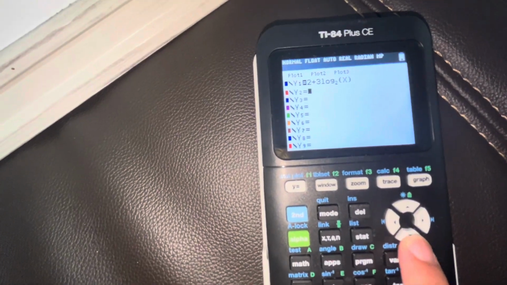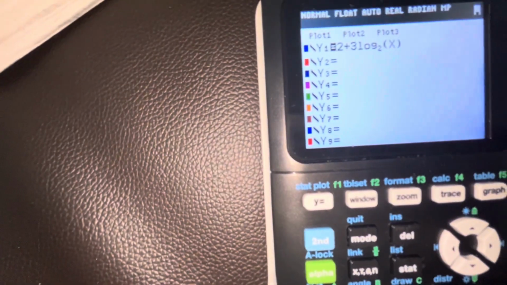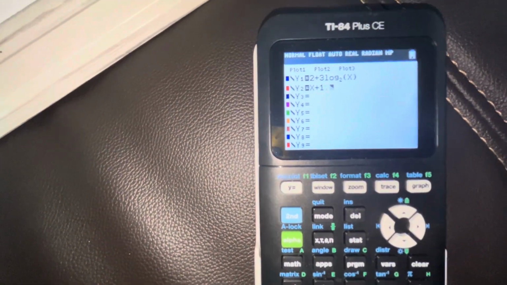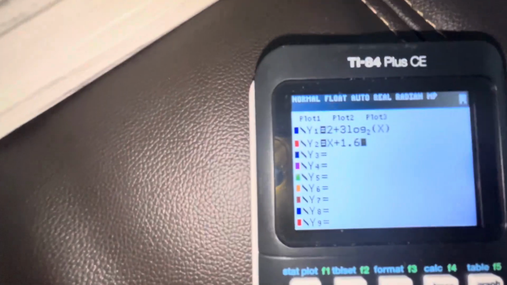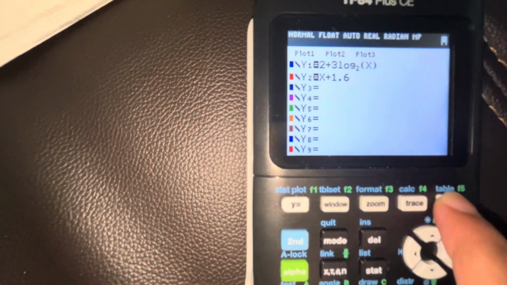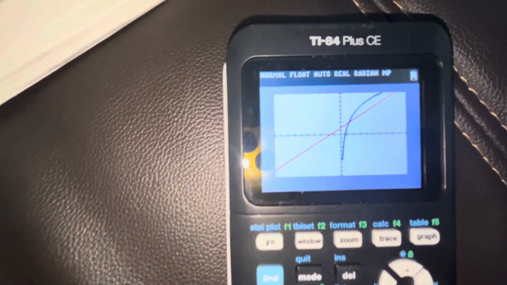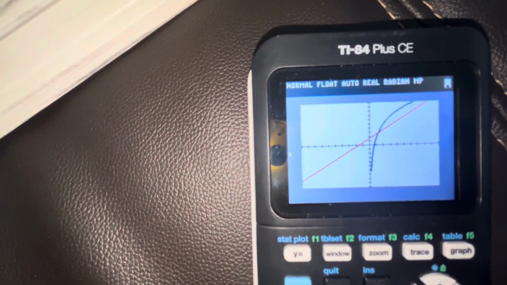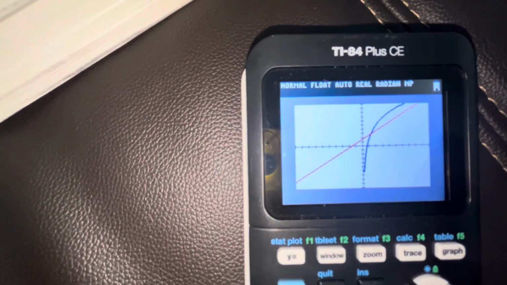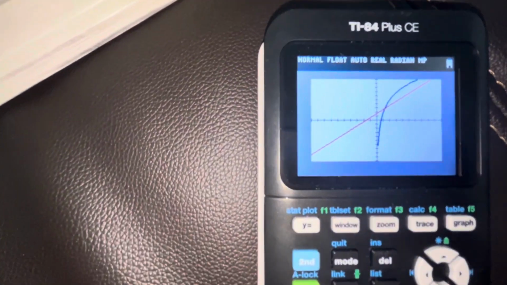Now for your g of t, because again, you're looking for an intersection, it's t plus 1.6. You're going to put in x plus 1.6. It doesn't matter if the variables change. It's still the same thing. Right now, again, you're just looking for an intersection between these two models. So let's graph it. So the blue one is your logarithmic model, which is f of t, and your red one is your linear model, which is g of t. You can sort of tell which one is which. And now you are going to look for an intersection.